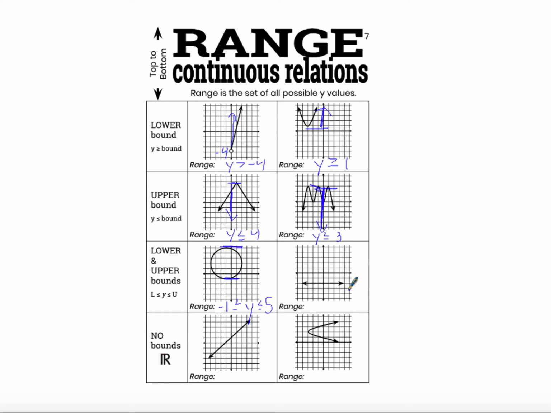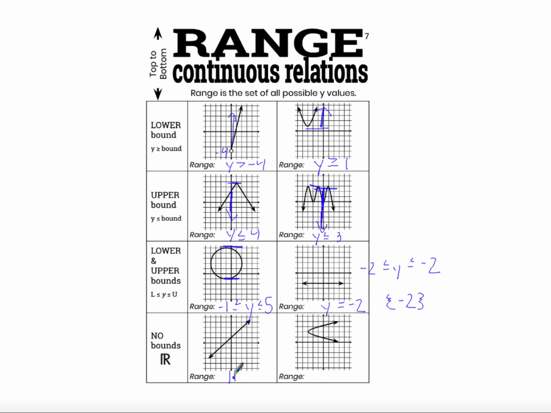This is a weird one. We talked about this in class. We could write this as the compound inequality: negative 2 is less than or equal to y is less than or equal to negative 2. It's a weird way to write it. There's only one value in the range. It's y equals negative 2. You could also write that with set notation. The only possible value for the range is negative 2.